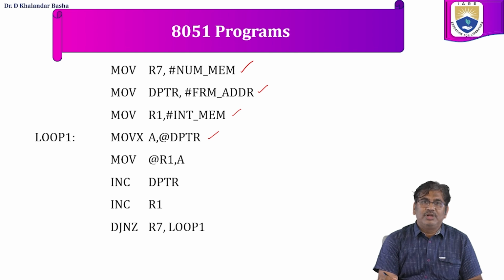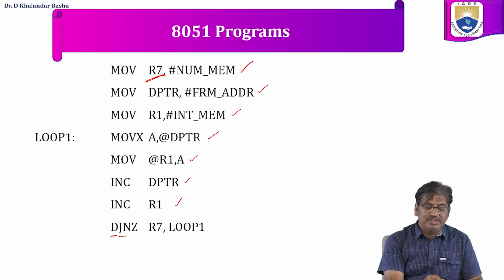Now the accumulator contents will be loaded into the internal memory by using the instruction MOV @R1, A. As one memory content is accessed, for pointing to the next memory locations, we have to increment both the internal memory and external memory addresses, which are in R1 and DPTR respectively. For each data transfer, the count specified in the R7 register we have to reduce by 1. So for that we go for decrementing. Once the content of R7 is decremented, we check whether it is non-zero or not. If it is non-zero, go to loop 1. So this loop will be iterated depending upon the count specified in R7.